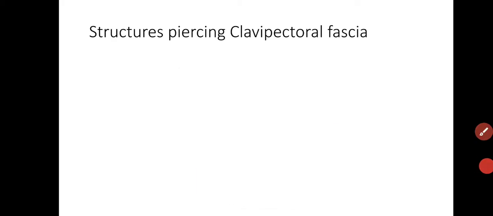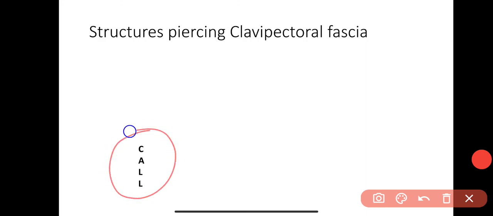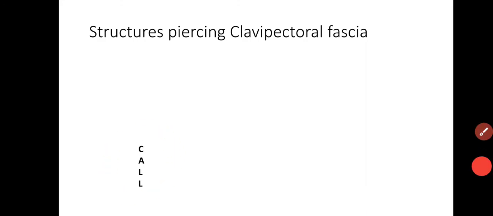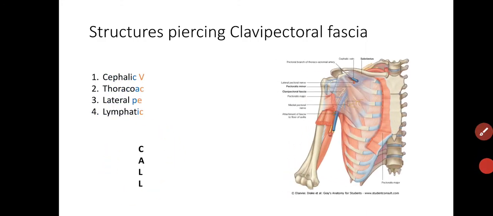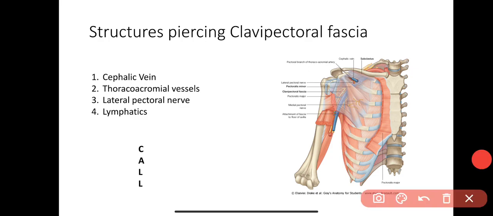Now the structures piercing the clavipectoral fascia, which we can remember by the mnemonic CALL. C for cephalic vein, A for acromiothoracic vessels, L for lateral pectoral nerve, again L for lymphatics. So these are the structures which pierce the clavipectoral fascia.